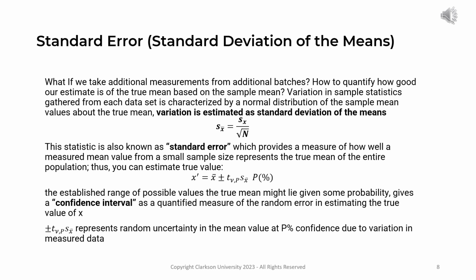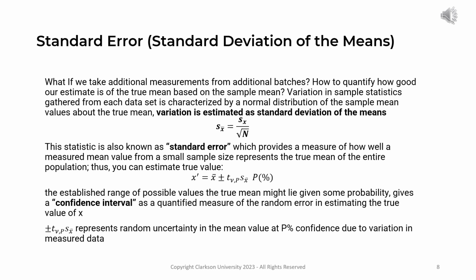The range over which the possible values of the true mean might lie at some probability p, based on the information from the sample data, is given as x bar equals plus or minus student's t times the standard error, where plus or minus t times the standard error expresses a confidence interval about the mean value. The coverage factor t at the assigned probability p is within which one would expect the true value x to fall. This confidence interval is a quantified measure of the random error in the estimate of the true value of the variable x.